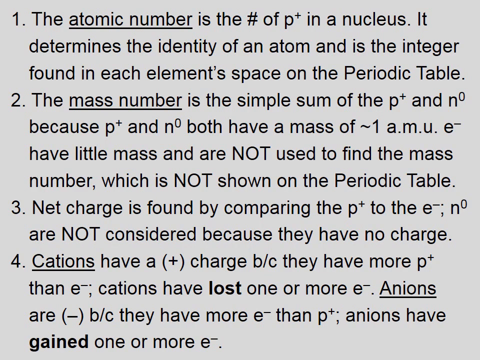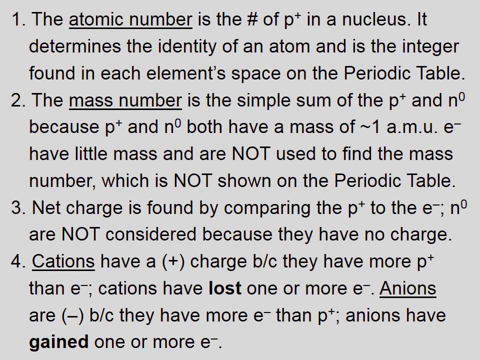Let's summarize. The atomic number is the number of protons in a nucleus. It determines the identity of an atom and is the integer found in each element's space on the periodic table. The mass number is the simple sum of the protons and neutrons, because protons and neutrons both have a mass of about 1 AMU. Electrons have little mass and are not used to find the mass number, which is not shown on the periodic table.